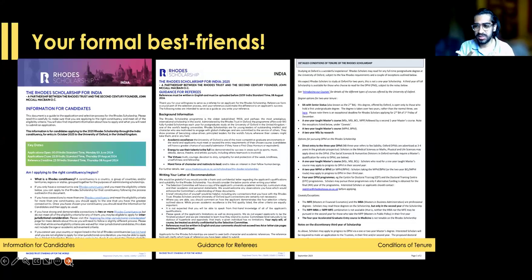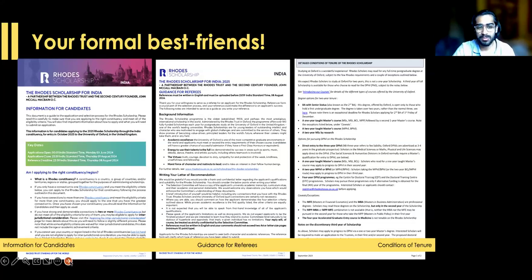The conditions of tenure just tell you what you would be entitled to if you're selected as a scholar, and what kind of courses you can do. So that's essentially formal information. The guidance for referees, we will have a session on choosing referees where it will be discussed further. This is for you to send to your referee to say this is how you should write my reference letter. But it is also a good document for you to go through yourself, because it helps you understand who can effectively speak to these qualities for you, right? So who in your life, what professors, do you think would be best able to reflect on these qualities?